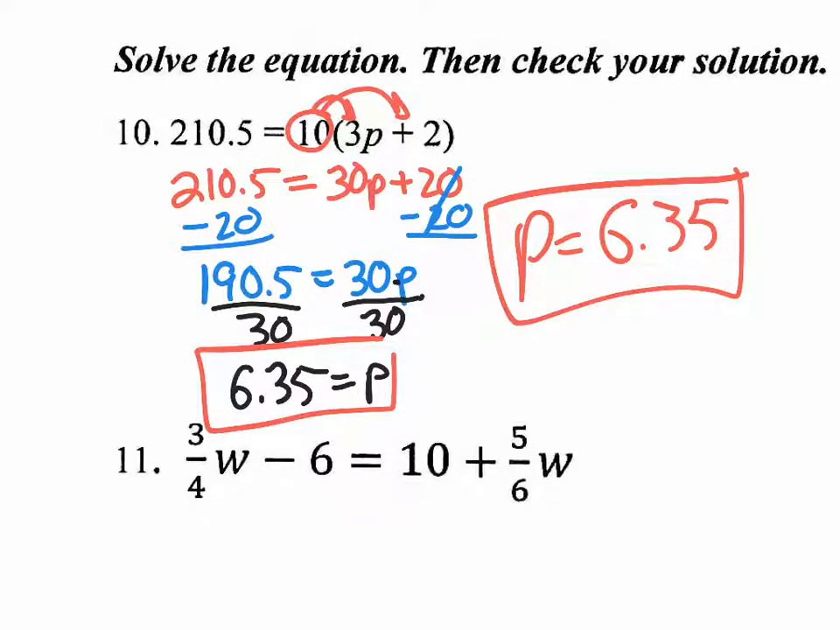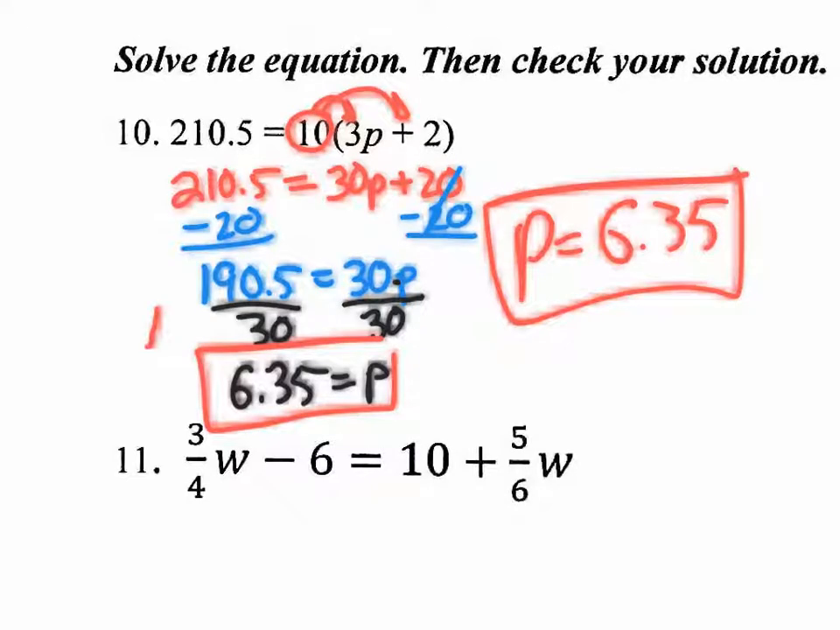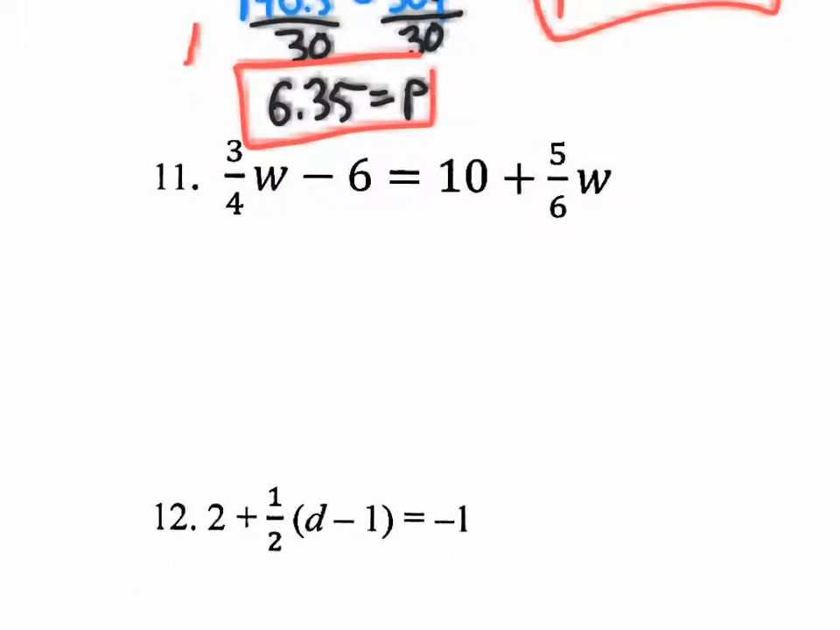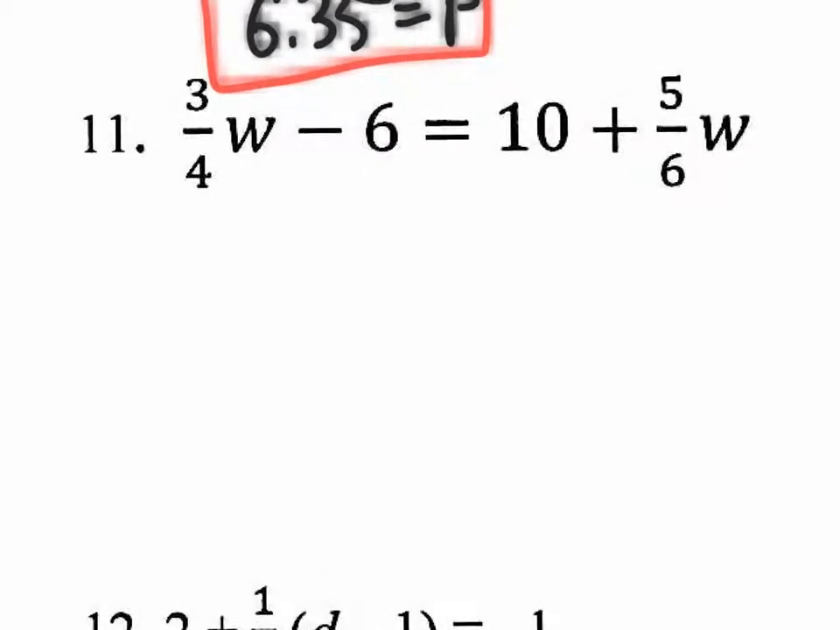Number 11. Number 11 has no decimals, but it has fractions, so it might be a little worse. Now, we all know that to get rid of fractions, we could multiply everything by the denominator of the fraction that you want to get rid of. Okay? So you could technically multiply by 4. It'll cancel it out. You have a 3W left over. But if you multiply by 4, you get 24. Multiply by 4, you get 40. Right here, multiply by 4, it does not cancel.